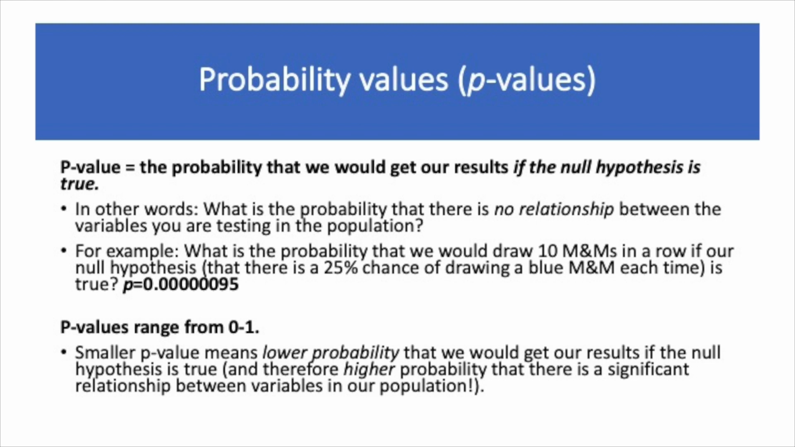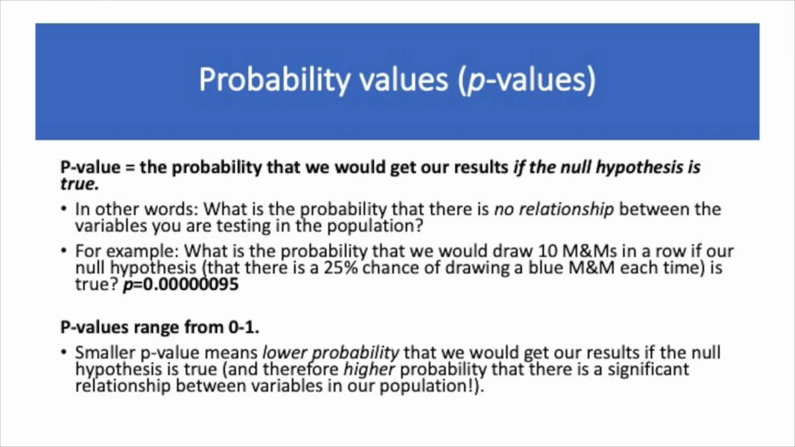So what is this p-value? P-value is short for probability value, right? That's why we're talking about probabilities this week. And specifically, the p-value tells us the probability that we would get our results, the results that we get in our study, if the null hypothesis is true. In other words, it's telling us the probability that there is no relationship between the variables we are testing in the population.